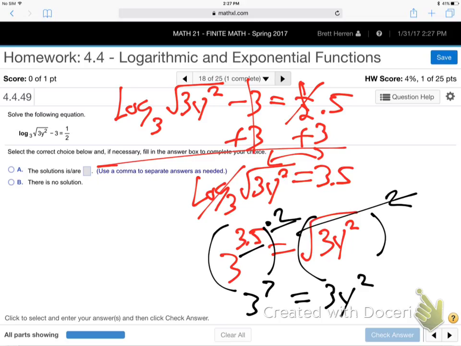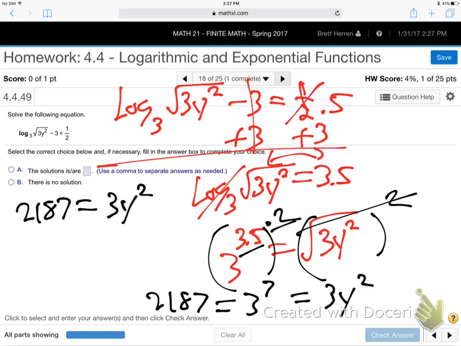Something big. I don't know what it is, I'm going to do it here. 2187. We're almost there. So we have 2187 is 3y squared. That good? Everybody see how we got rid of that root? We just 2 powered both sides. And the 2 multiplied the 3.5 to make it 7. Now, what do we do? Now it's easy. Now you know. Divide by 3. What is that? 729. That's y squared.